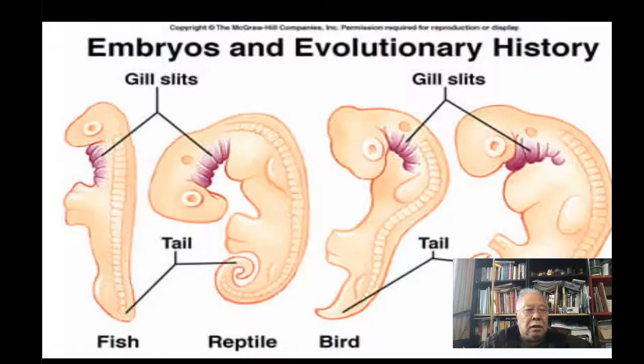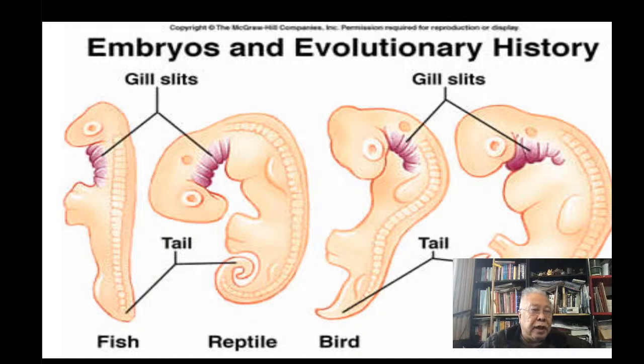Why do we say that all life forms have the same origin? Here is a good example. If you look at the embryos, we will see that they're almost the same: fish, reptile, birds, and even human.